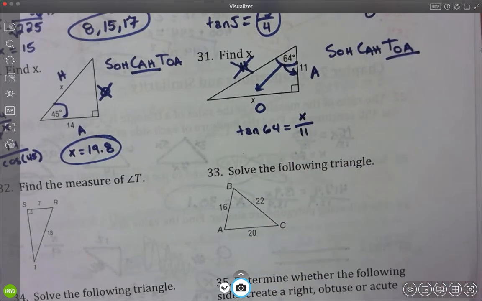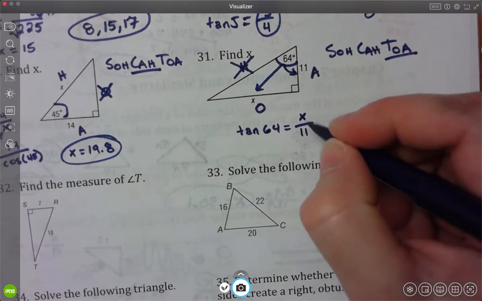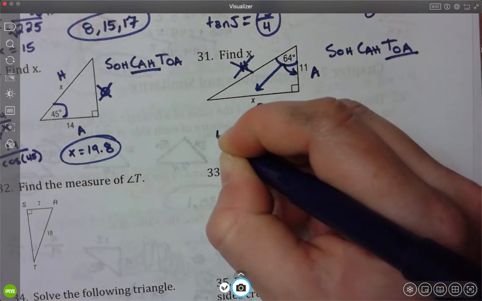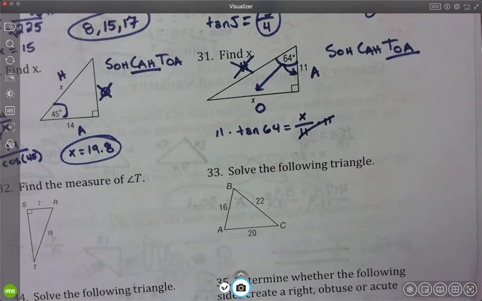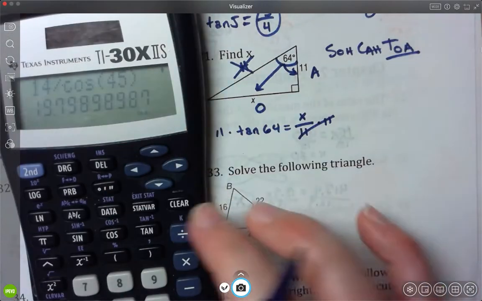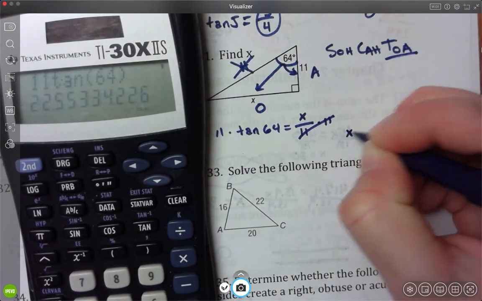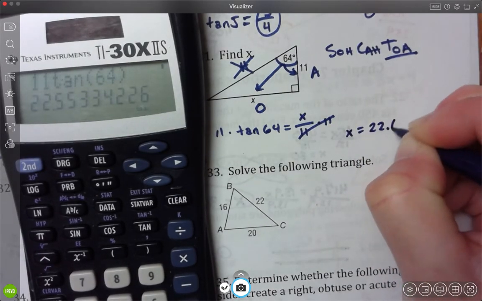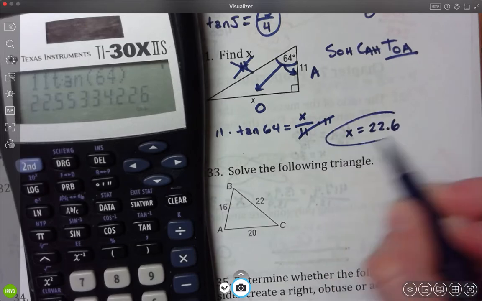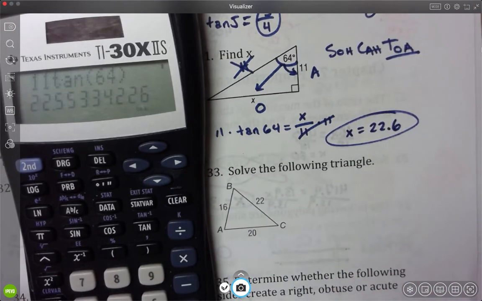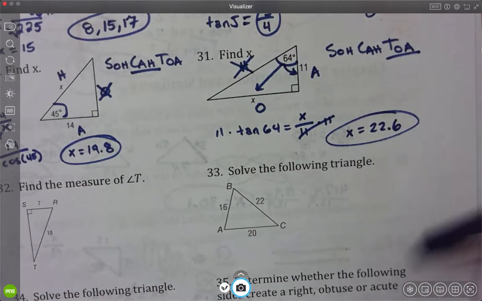Now, since the X is in the top here, I can just multiply the 11 to the other side, which makes things really kind of nice. 11 tangent of 64. Okay, X is going to be equal to 22.6-ish, and that's what that opposite side will be, okay? All right, a couple more here.